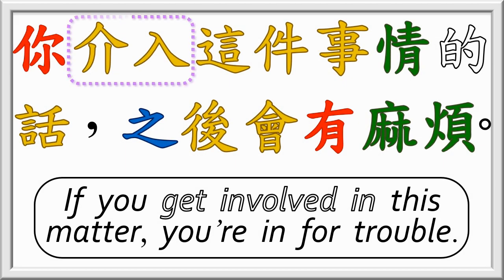你介入这件事情的话，之后会有麻烦. If you get involved in this matter, you're in for trouble down the line. 介意 is an expression equivalent to English to mind or take offense, literally to allow something to insert itself in your mind.